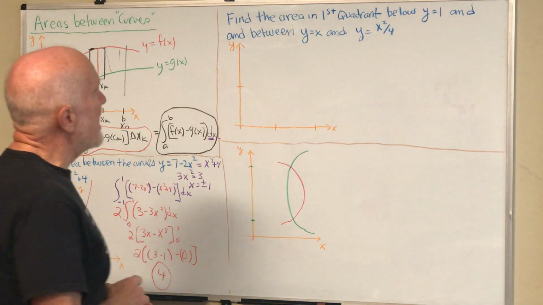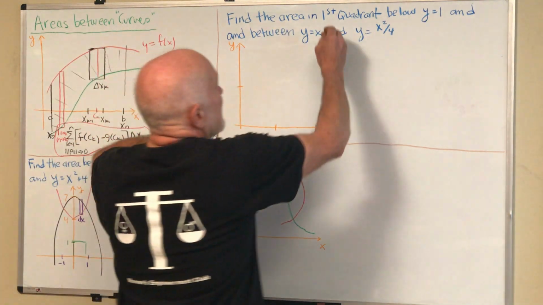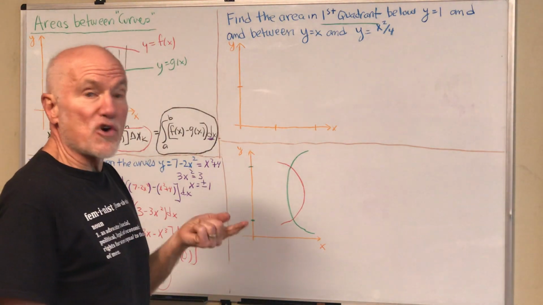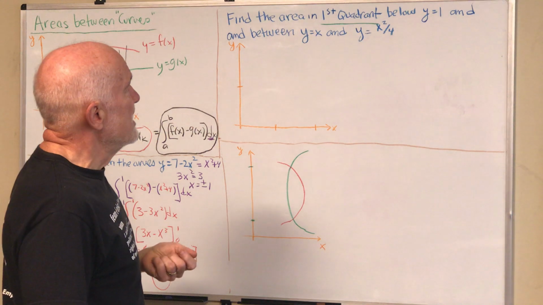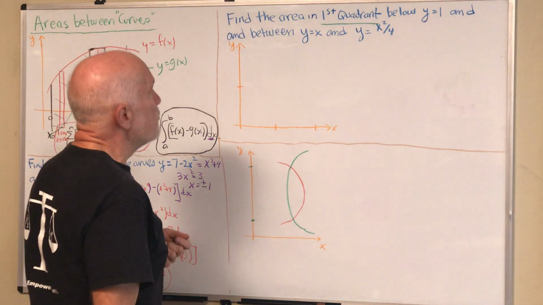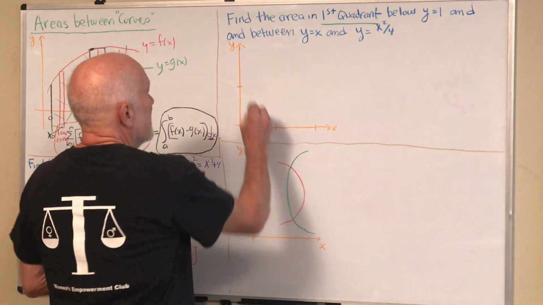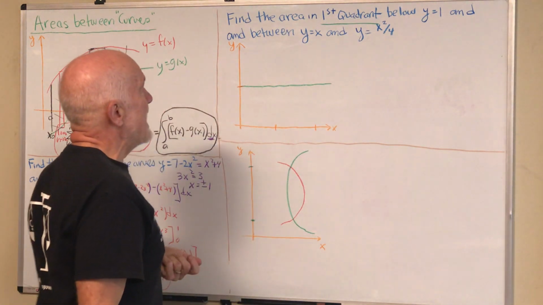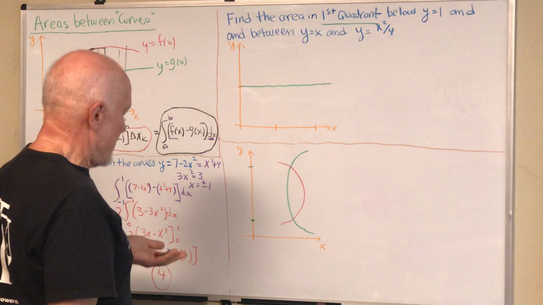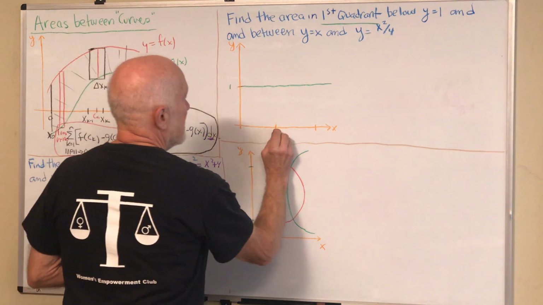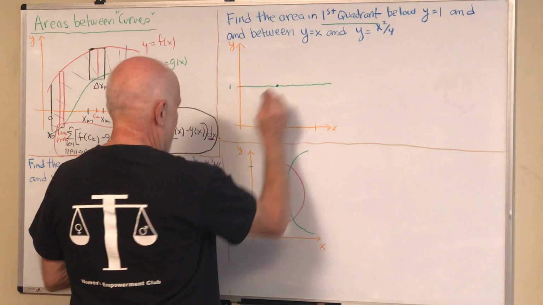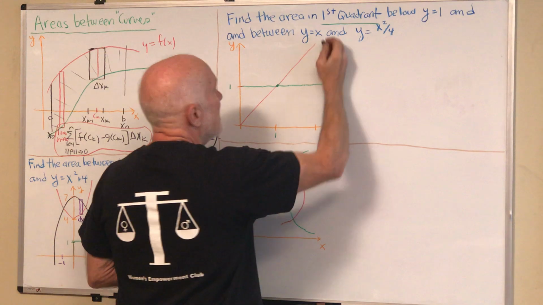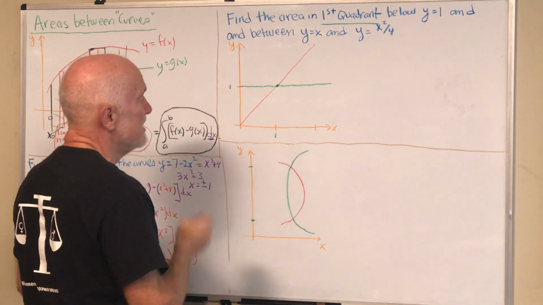Okay, so let's try another one. Find the area in the first quadrant. That makes our life easier. We only have to draw one of the 4 quadrants. Below y equals 1. And between y equals x. So y equals x is going to look like that. And then we have this parabola.